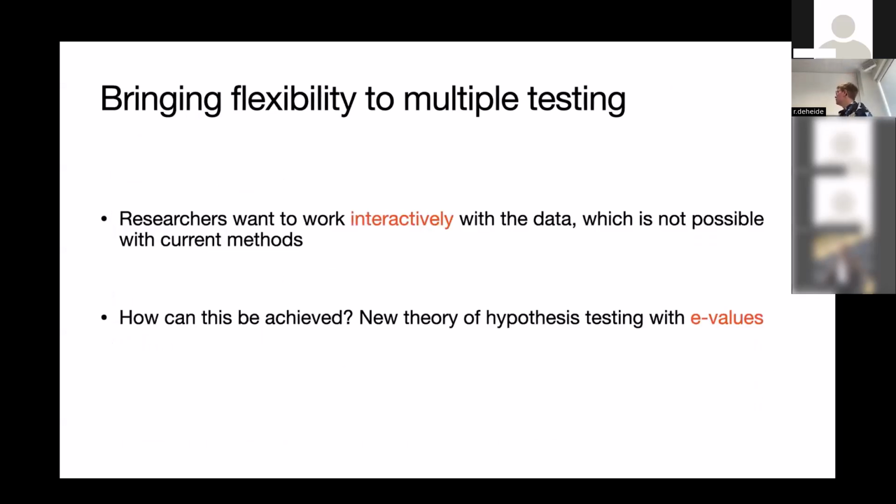And the core of the things that I'm working on is bringing flexibility and interactivity to hypothesis testing and to multiple testing. So typically what researchers want to do, they want to work in some way interactively with the data. So they want to, for example, first analyze 5 patients and then look at the results and then determine whether it's promising enough to add another set of maybe 5 patients. Not possible with the classical methods. So that's one way that e-values and e-processes are going to help with this.